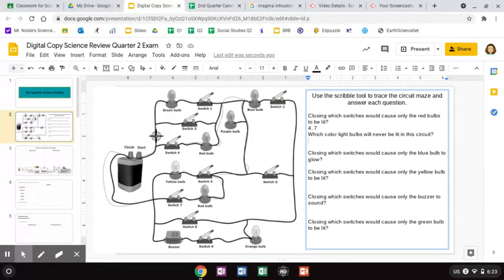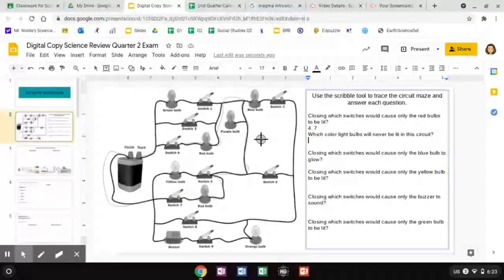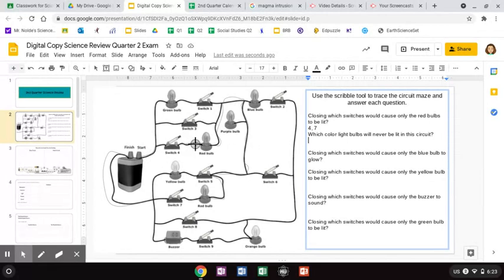And it looks like that's it. So I just have one blue bulb that I need to get to. And it says, if you read carefully, it says only the blue bulb. So that means I cannot travel through any other light bulbs. I have to find a path that goes only through the blue bulb and does not light up any other light bulbs. So if you notice here, I can't take this path.